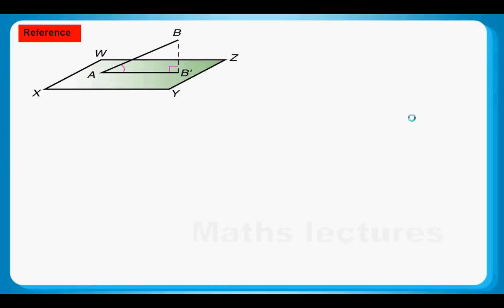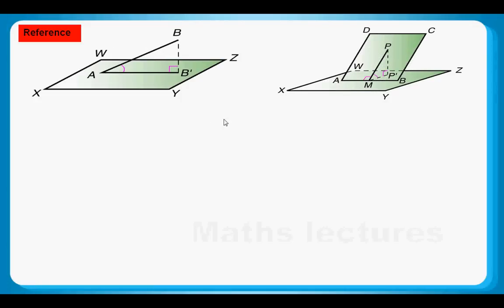In our revision, we first talk about an angle between a line or a segment and a plane, and then we go to an angle between two planes. First of all, we have to find a contact.